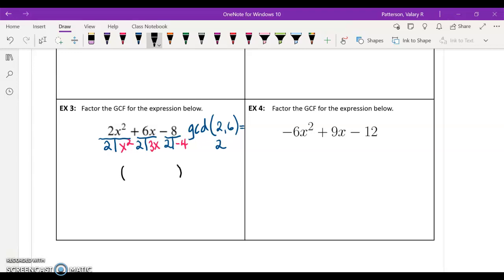So then when we rewrite this, I'm going to write, again, the GCF or GCD out front. So that's where I put my 2 out front. And then what am I writing on the inside of my parentheses? Plus 3x, okay. Minus 4. Well, minus 4, negative 4, yes.